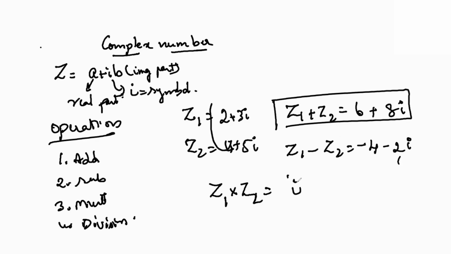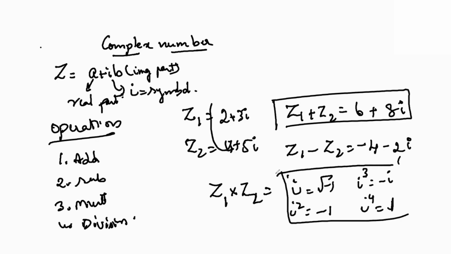Before that, you would have learned about what are the values of i. i is equal to square root of minus 1. i squared will be equal to minus 1. i to the power of 3 will be equal to minus i, isn't it? i to the power of 4 is equal to 1. Have you learned about this? Yeah, this much I've done. So you know the values of i.